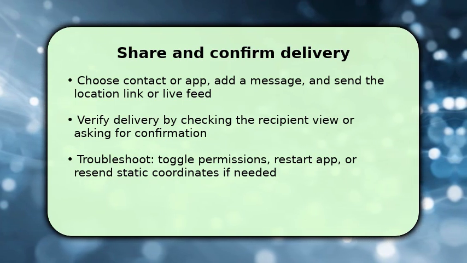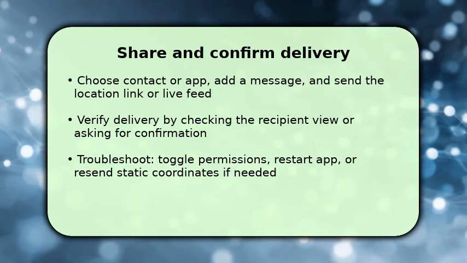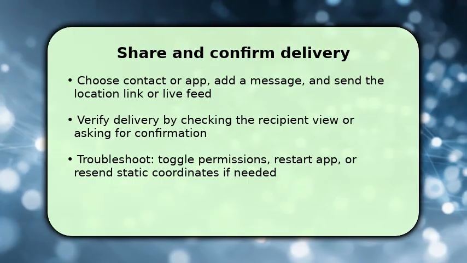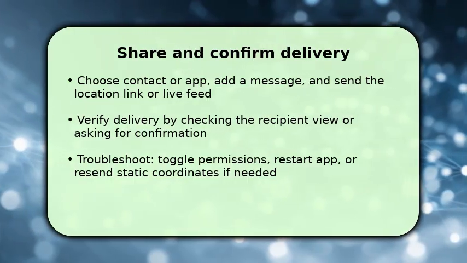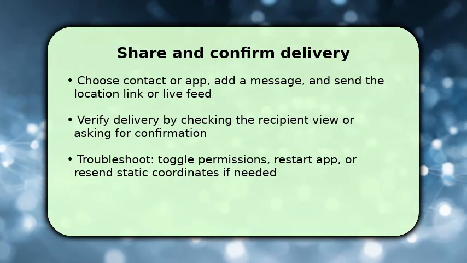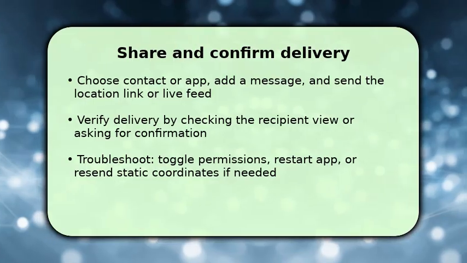Once sent, confirm delivery by checking the app's sharing indicator or asking the recipient to confirm they can see the pin or live feed. If something goes wrong, make sure permissions are still enabled, restart the map app, or resend a static coordinate via text. That quick troubleshooting step resolves most issues without redoing the whole process.